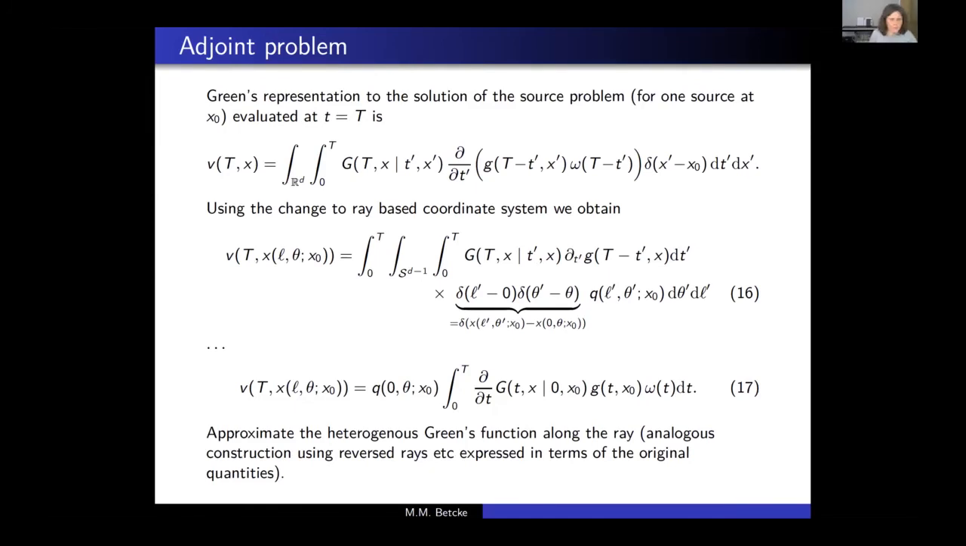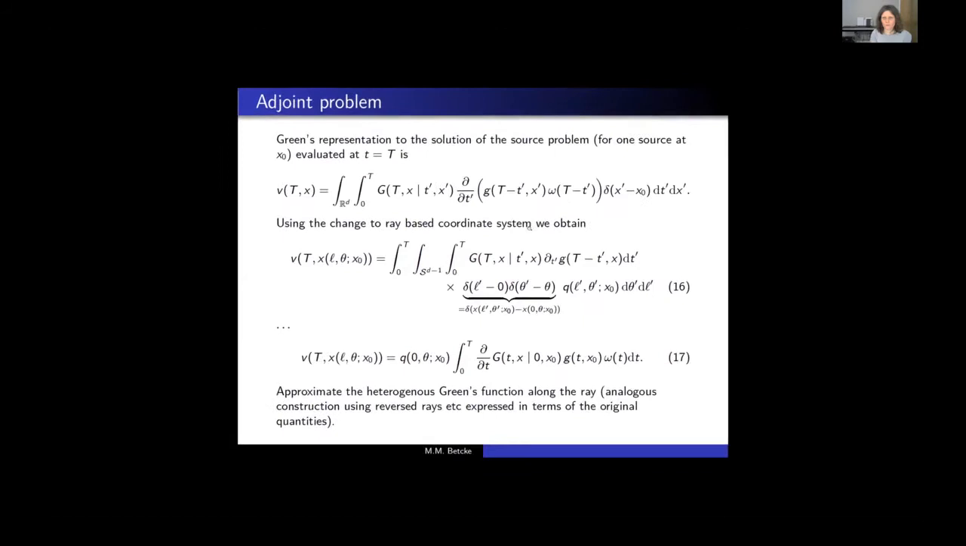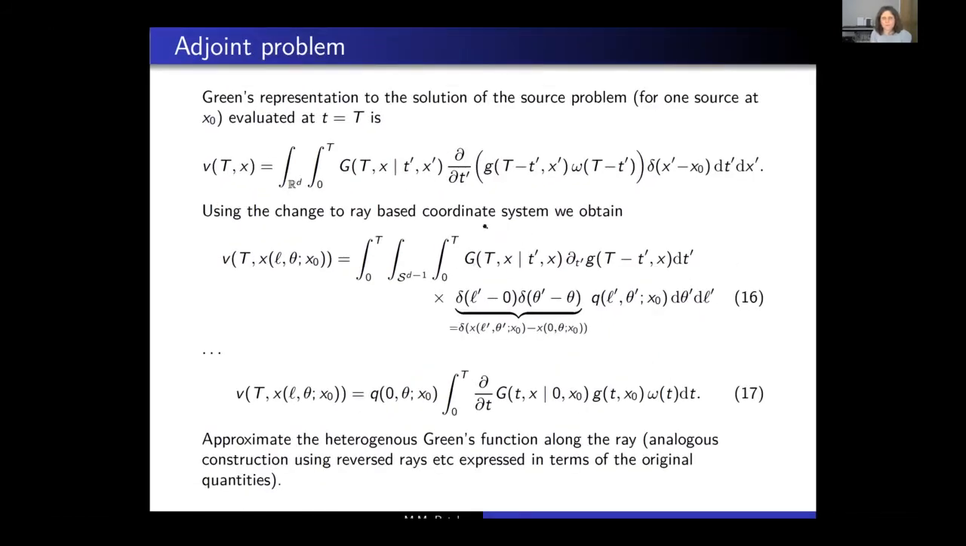Okay, so without going into the adjoint, because it is exactly the same idea, I start now with the Green's integral formula for the solution of the source problem, which is this one here. And now I'm going to change the coordinates again to this same coordinate system. Sorry that this keeps happening. And I'm changing the coordinates again to the Green's.